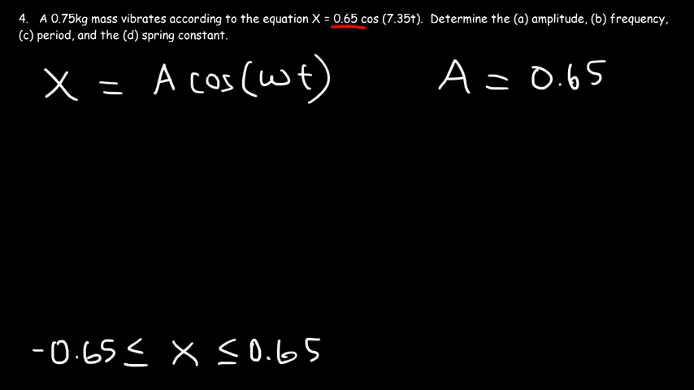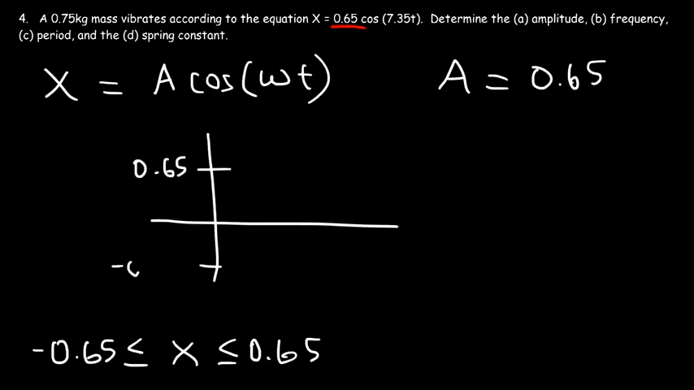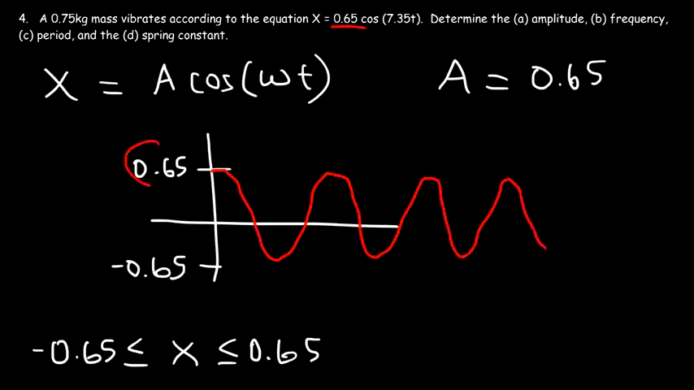So if you graph this cosine equation, the amplitude is 0.65 and negative 0.65 on the graph. And cosine starts at the top. So the cosine wave is going to look something like this. And it's going to keep oscillating between these 2 points.